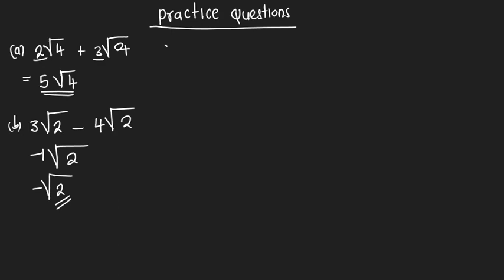How about, for example, if you have been given this, root of 2 plus 3 root 2. There's a 1 here which you can't see. So you say 1 plus 3, it gives you 4 root 2. Okay, that is very important for you to understand.